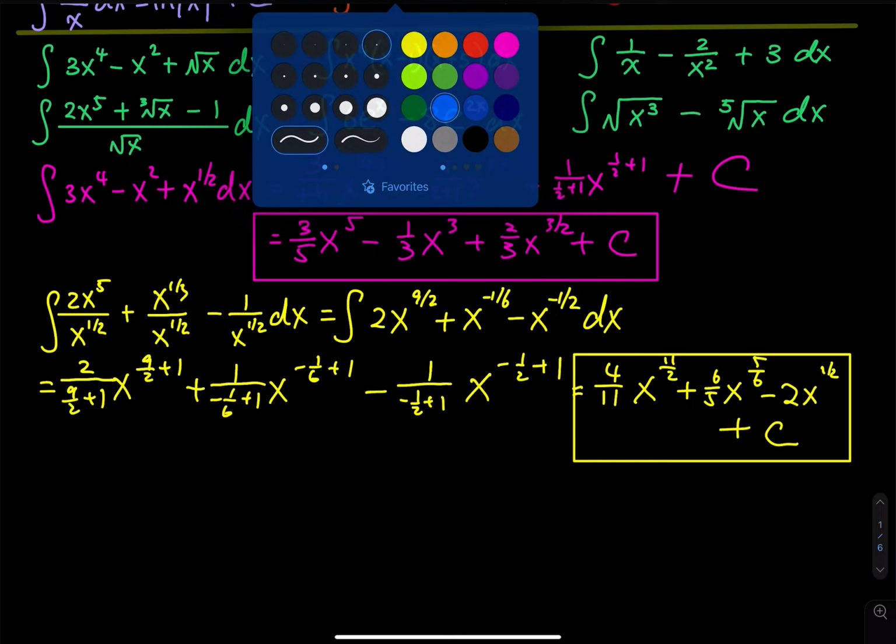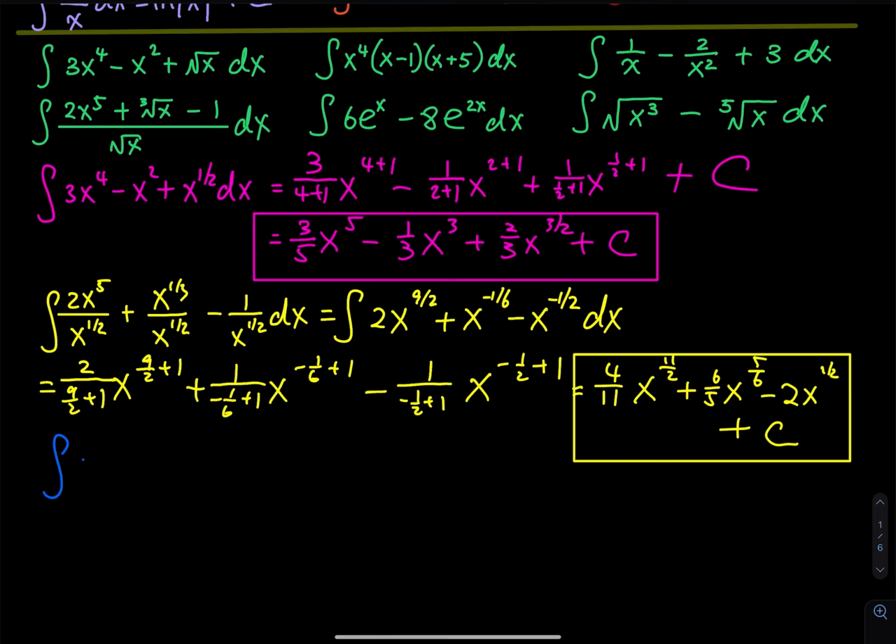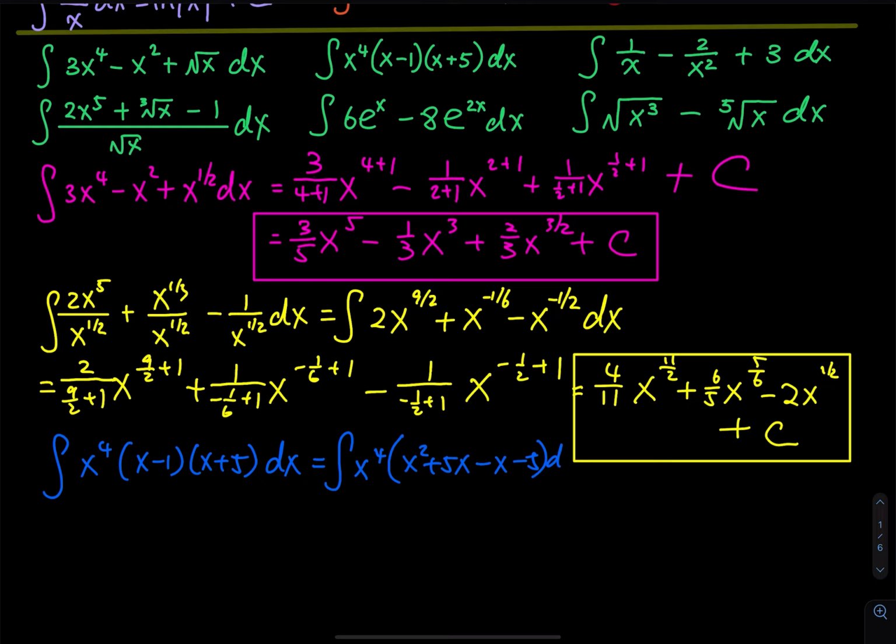Alright, moving on to the next one, we have integral x to the 4th and then times x minus 1 times x plus 5 dx. So the first step is I would just multiply the two parentheses. So this is x to the 4th, and then you have x squared, right? Plus 5 minus 1 plus 5x minus x, and then minus 5, you have a dx.